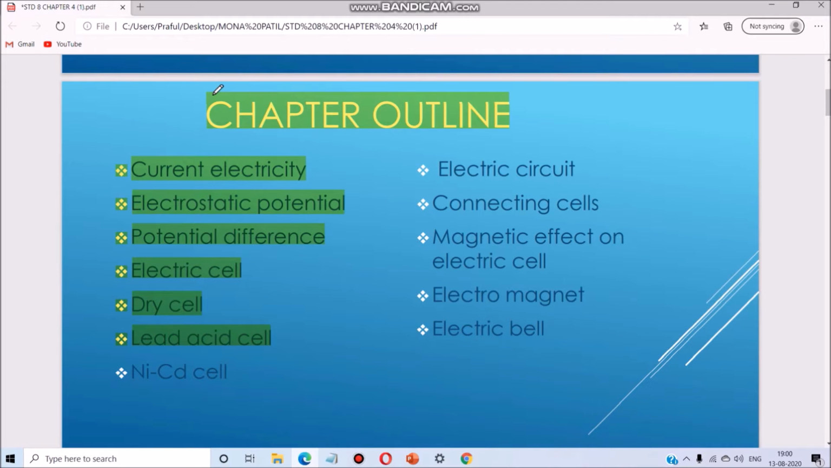So here is the outline of the chapter. What are the chapter outlines? First, current electricity, electrostatic potential, potential difference, electric cell, dry cell and lead cell. So one by one we will see.